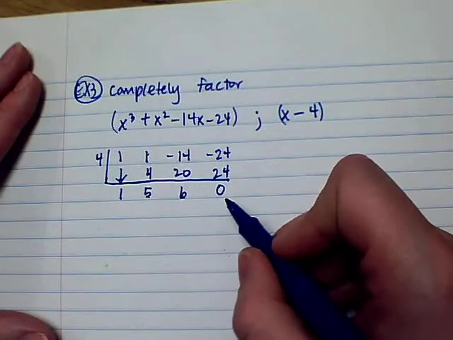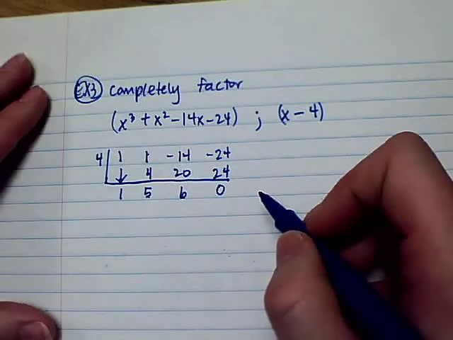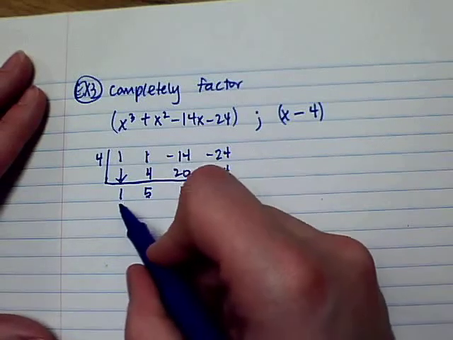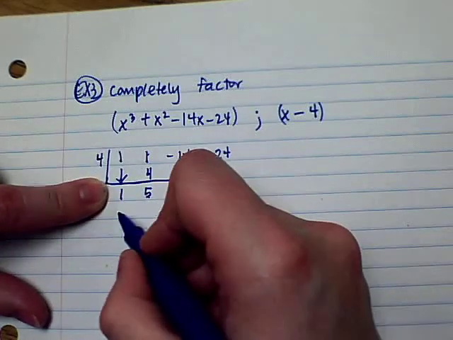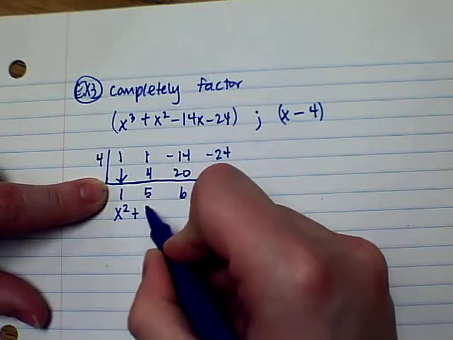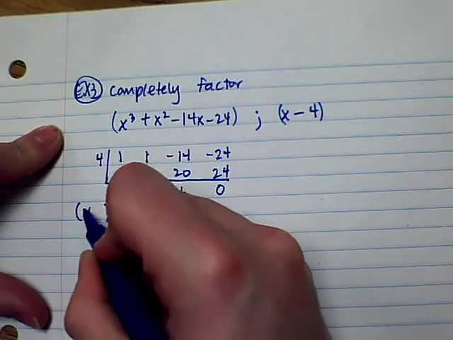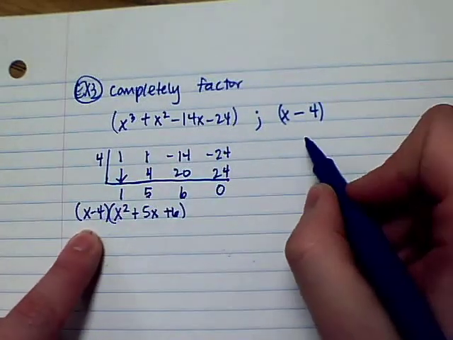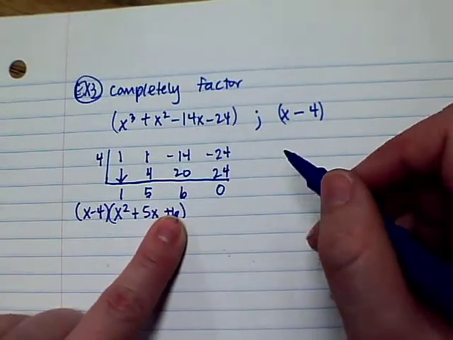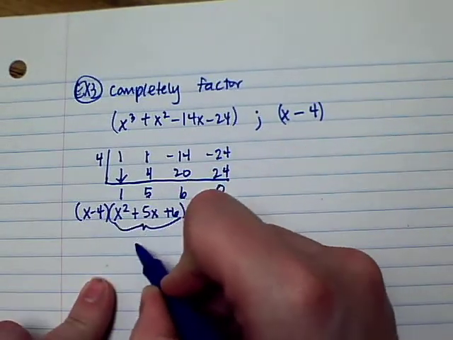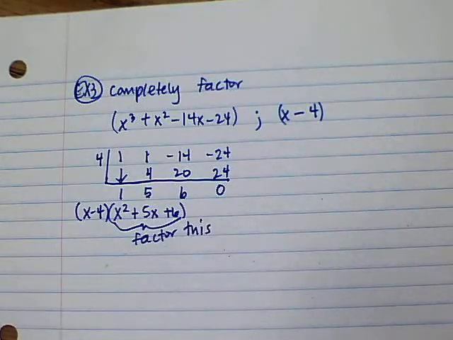So if I did not get a remainder of 0 on this and I told you that x minus 4 is a factor, this is where you would need to go back and check. So then I'm going to write my answer here. 1 degree less than 3 is 2, so this is going to be x squared plus 5x plus 6. So right now, this is what I have factored. I have x minus 4 that they gave me times x squared plus 5x plus 6. So now I'm going to factor this to get it completely factored.